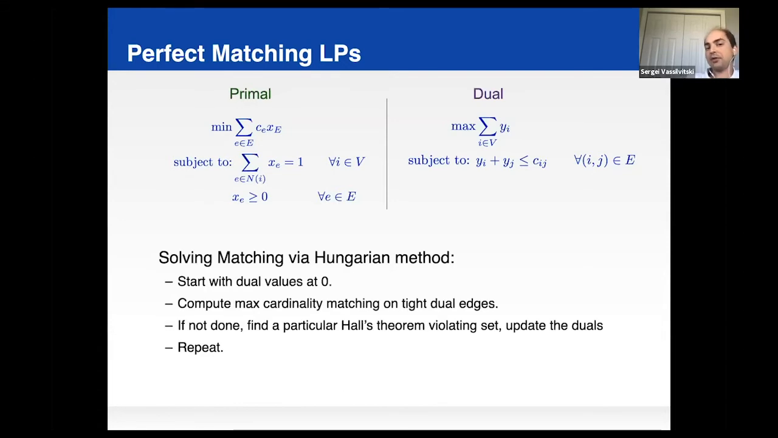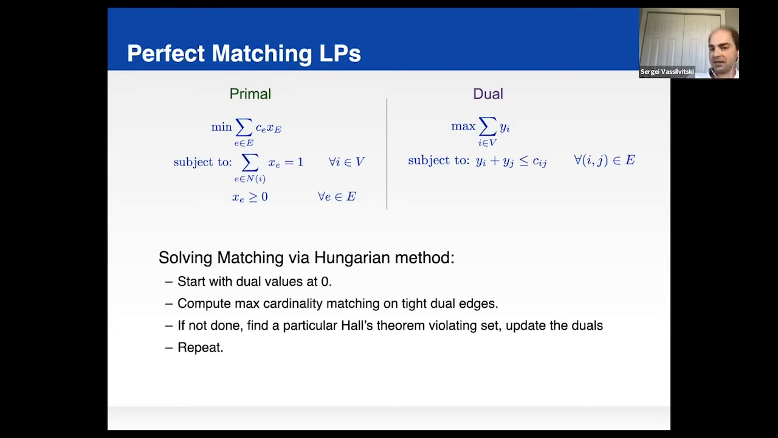So far, so good. So how does the Hungarian method work? Because this is what we're going to be working with most of the time, we start with dual values at 0. So I set all of the yi's at 0. This is feasible for the dual. I can compute the max cardinality matching on the tight dual edges, right? On the edges where the edge weight is exactly equal to the sum of the shadow prices of its vertices. And either this is a perfect matching, in which case I'm done, or it's not a perfect matching, and now I need to update the dual.